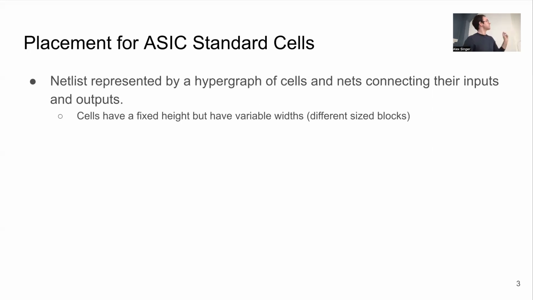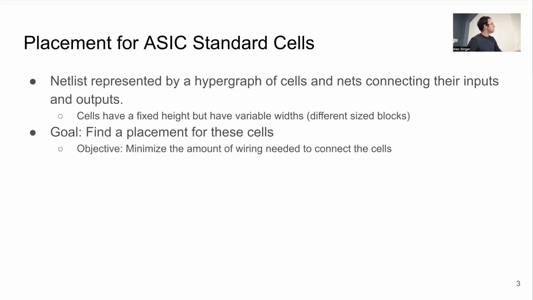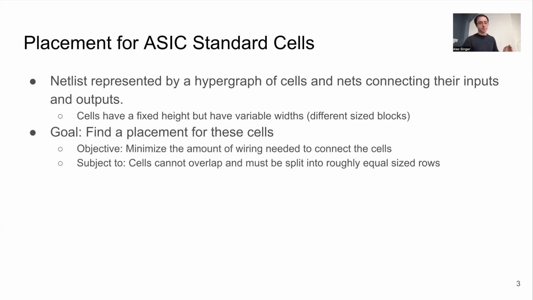So we have different size blocks, and our goal is to find a placement for all of these cells that minimizes the amount of wiring needed to connect the cells, subject to the cells not overlapping. You can't have two transistors on top of each other. And you want to split them into roughly equal sized rows. This is just the preliminaries of what we're trying to do with placement. Sounds good?